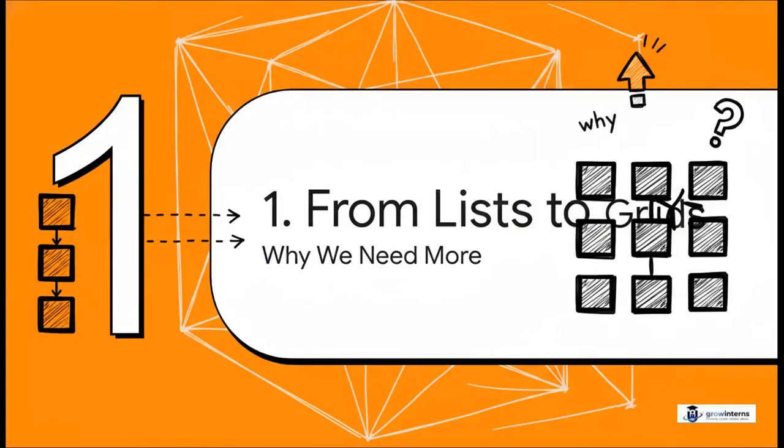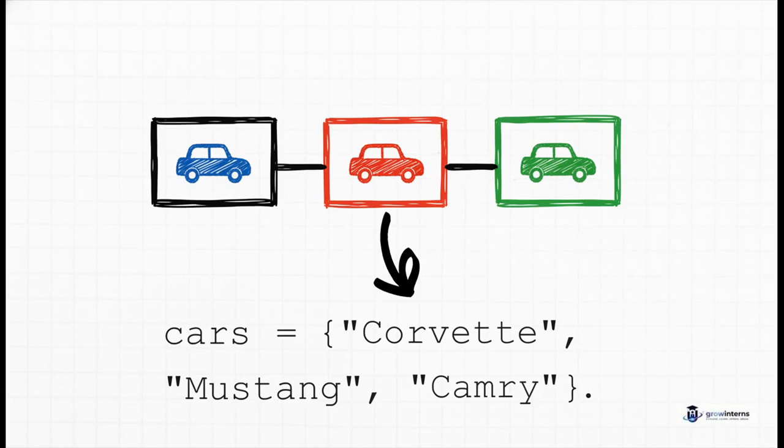Okay, let's start with the most important question you should always ask. Why? Why bother moving from a perfectly good list to a more complex grid? Let's take a look at where the good old 1D array starts to fall short. Look, a standard one-dimensional array is awesome for a simple list of things. If you just need a list of cars, right? Corvette, Mustang, Camry. A simple array is your best friend. It's linear, it's easy, it totally gets the job done, no problem there.